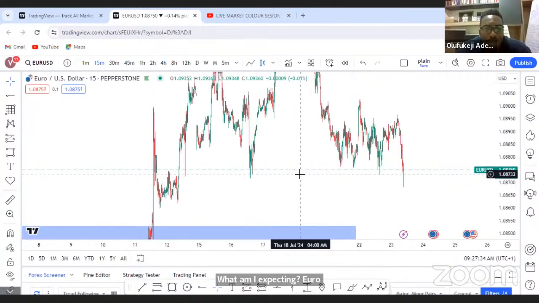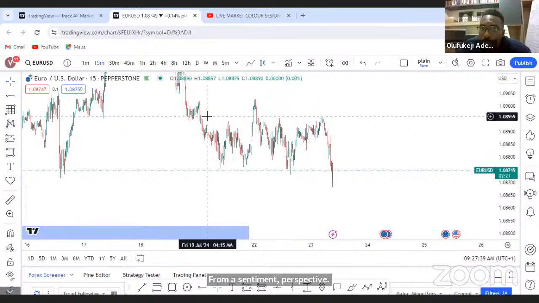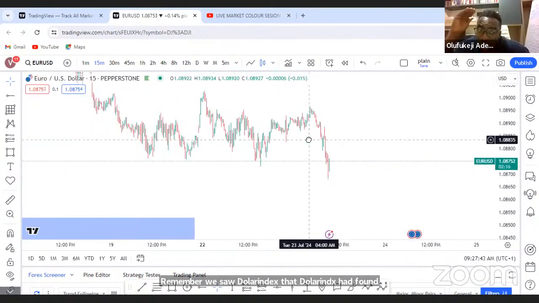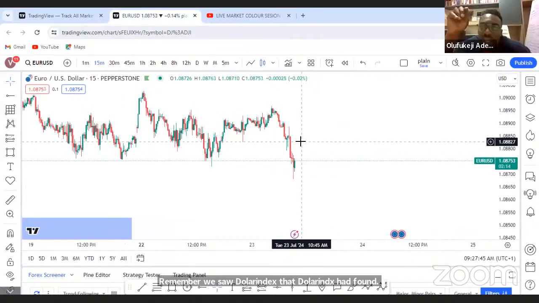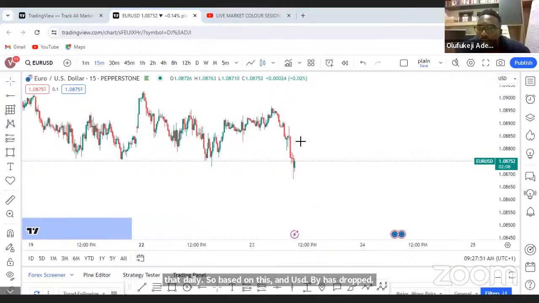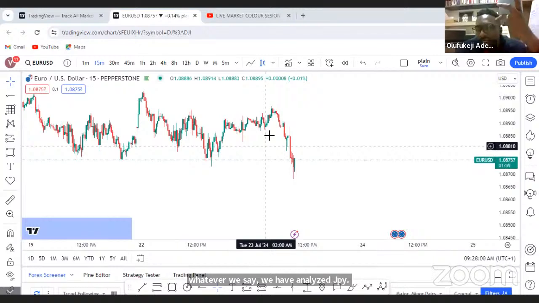From a sentiment perspective, what did we see dollar index doing? Remember, we saw that dollar index had found a high on that daily. So based on this, and then USD JPY has dropped significantly. So based on this, I'm not doing gold. But whatever we say, we have analyzed USD JPY. We're now about to analyze Euro USD. So that should give you an idea of gold.